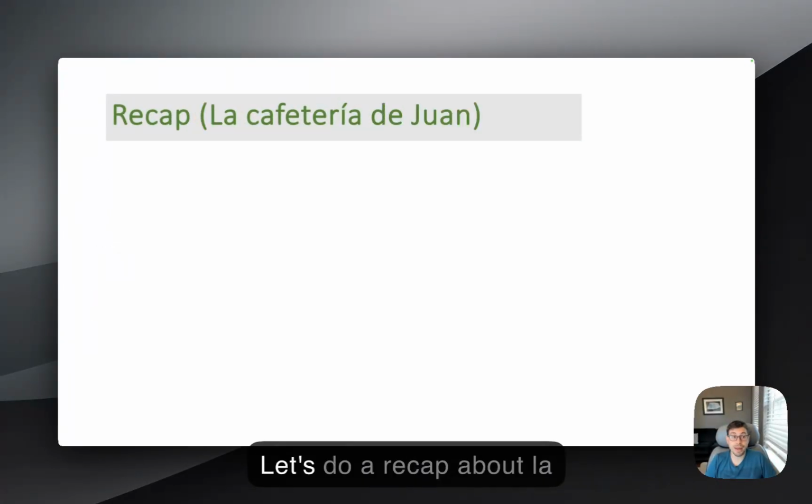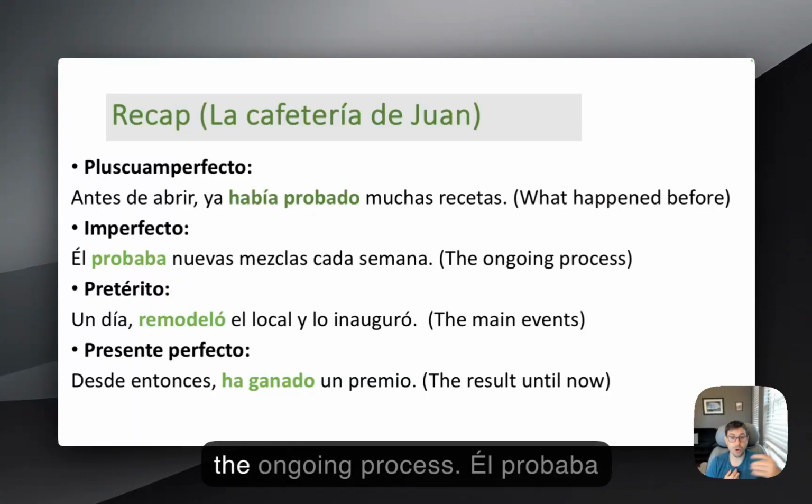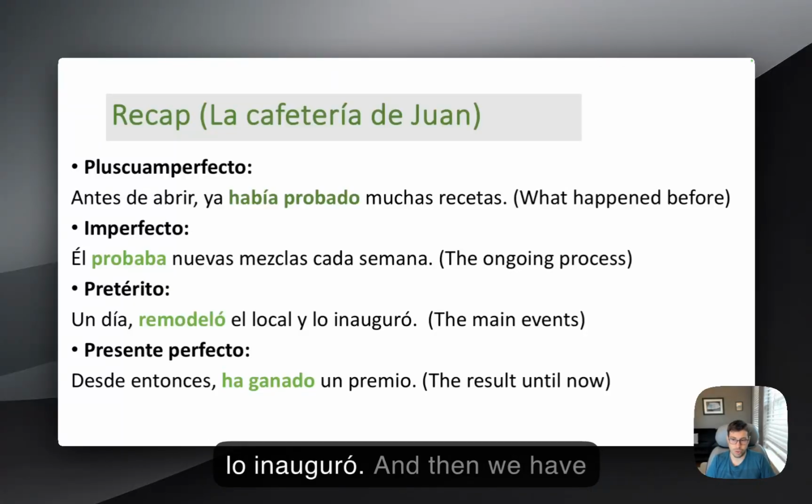Okay, let's do a recap about la cafetería de Juan. We have pluscuamperfecto. Antes de abrir, ya había probado muchas recetas. Then we have imperfect, the ongoing process. Él probaba nuevas mezclas cada semana. And then we have preterite, the main event. Un día remodeló el local y lo inauguró. And then we have present perfect. Desde entonces ha ganado un premio. So the result until now.